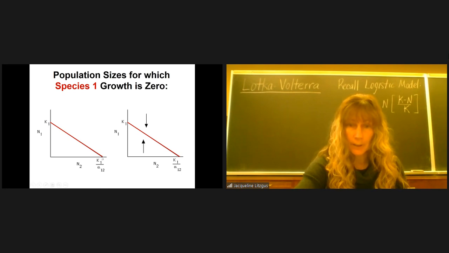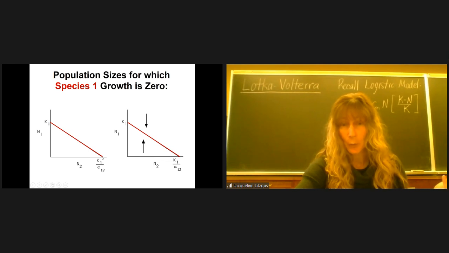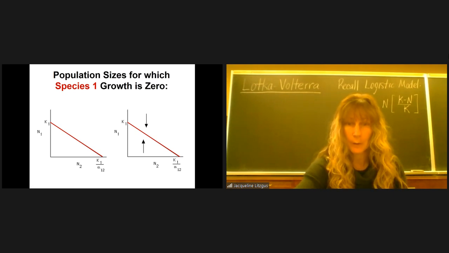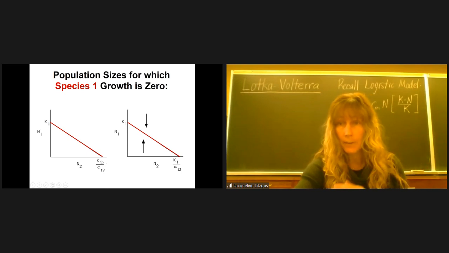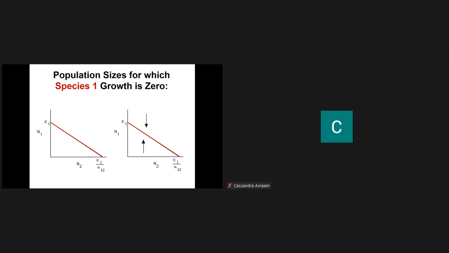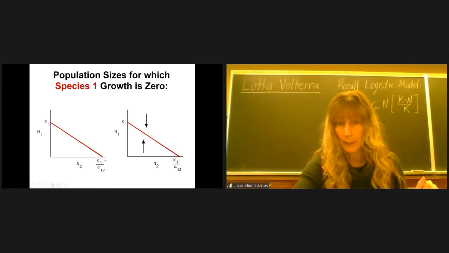And then over here, this isocline intersects the x-axis at this value of K1 over alpha 1,2. This is when the carrying capacity of species 1 is instead filled by the equivalent number of individuals of species 2. So species 2 has taken over, and now there are no individuals of species 1. Species 2 has filled that carrying capacity.